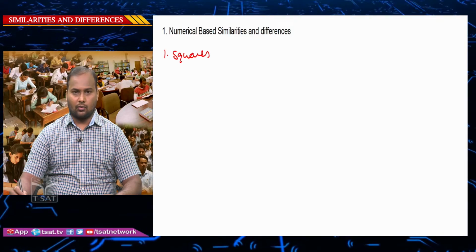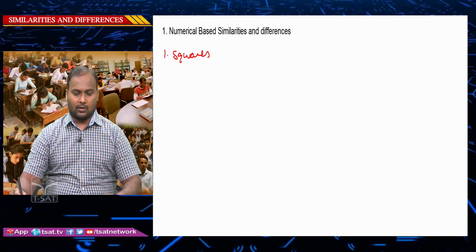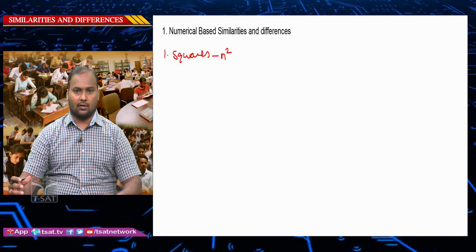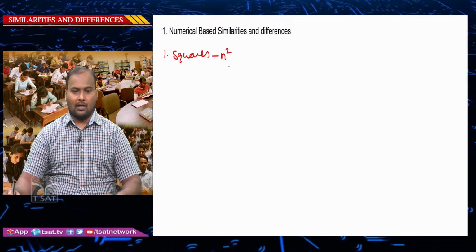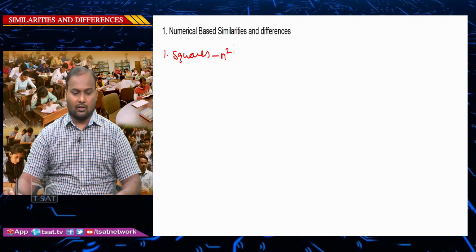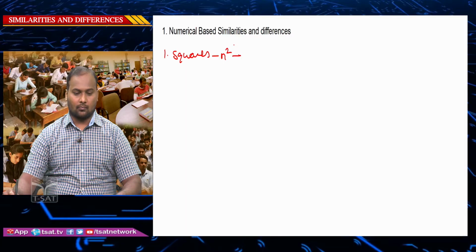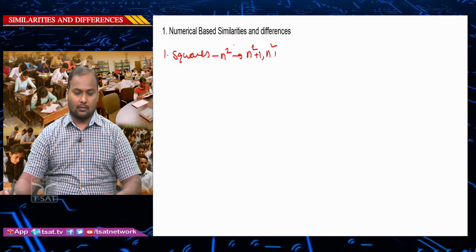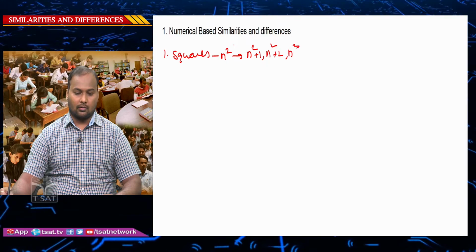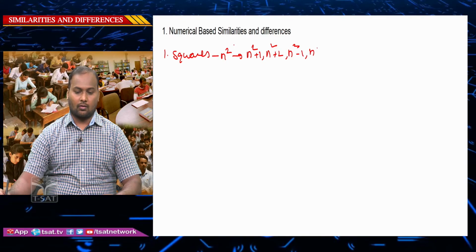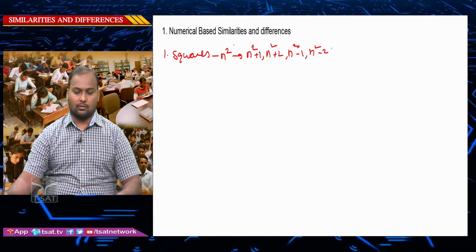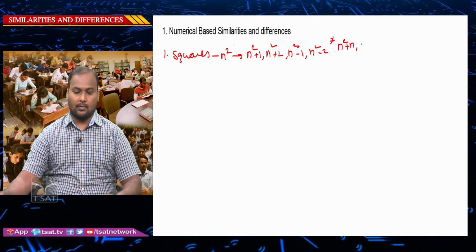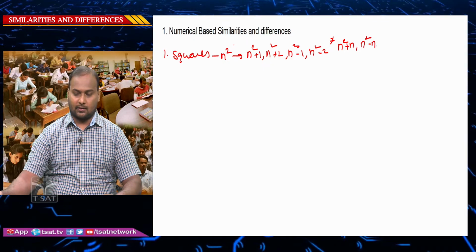A student should know at least about 25 squares. See, not only the squares, the student should know the values near the squares as well. The values near the squares, in the sense, a student should know n square plus 1, n square plus 2, or n square minus 1, or n square minus 2. The most important are n square plus n and n square minus n.